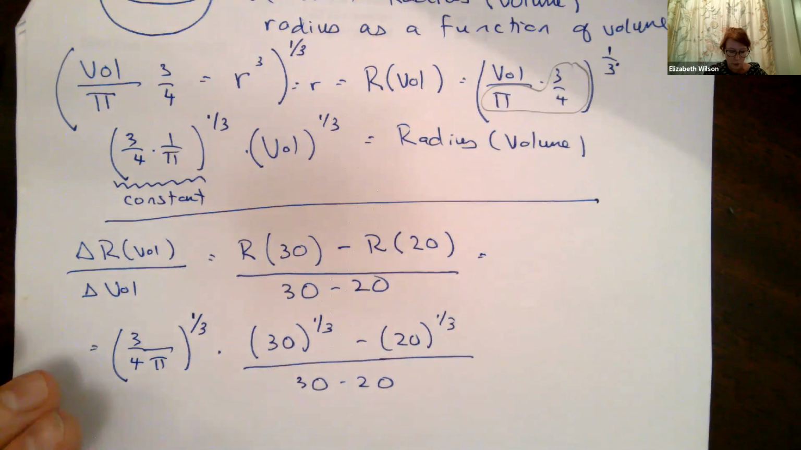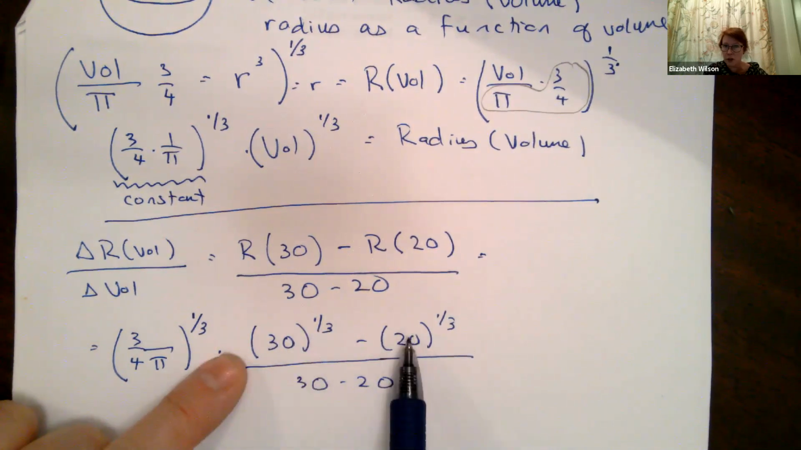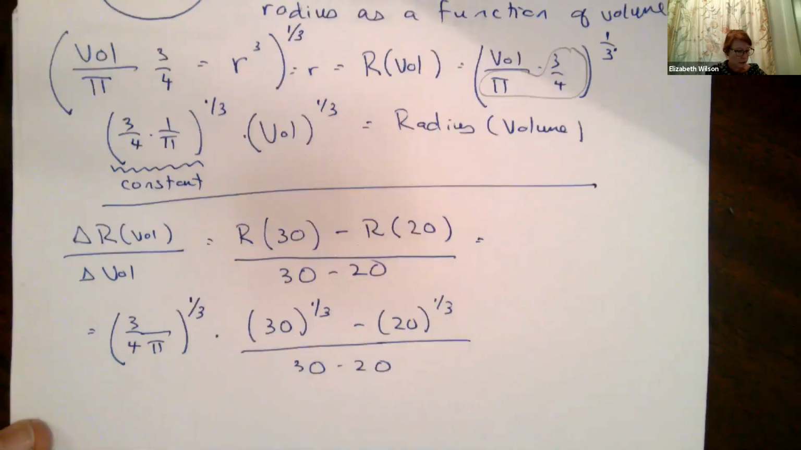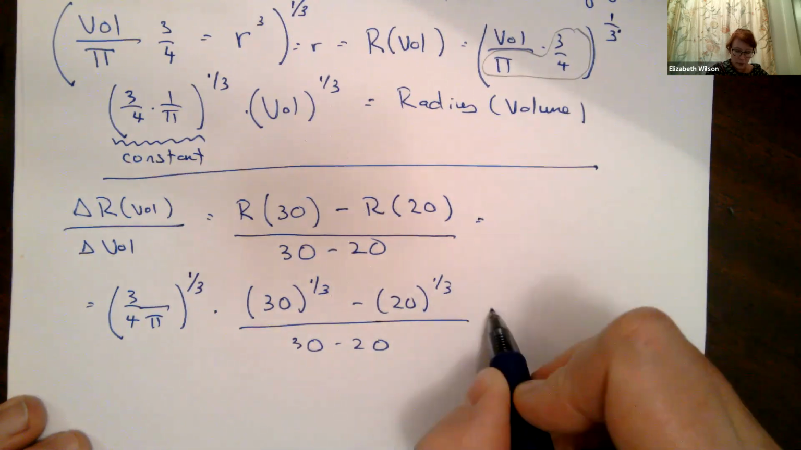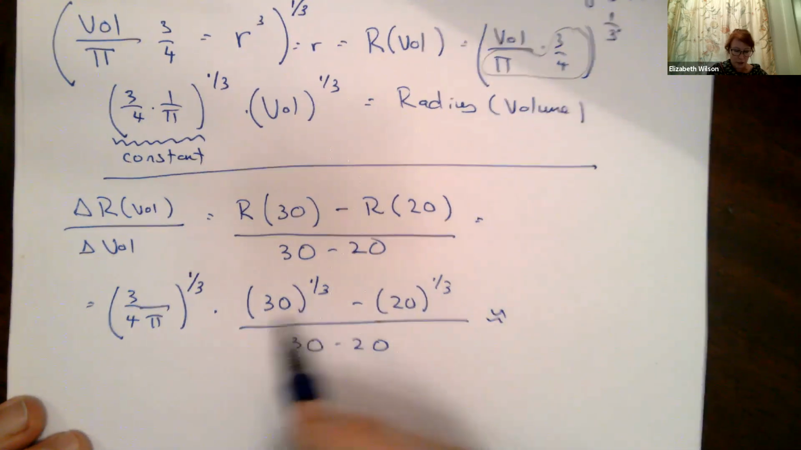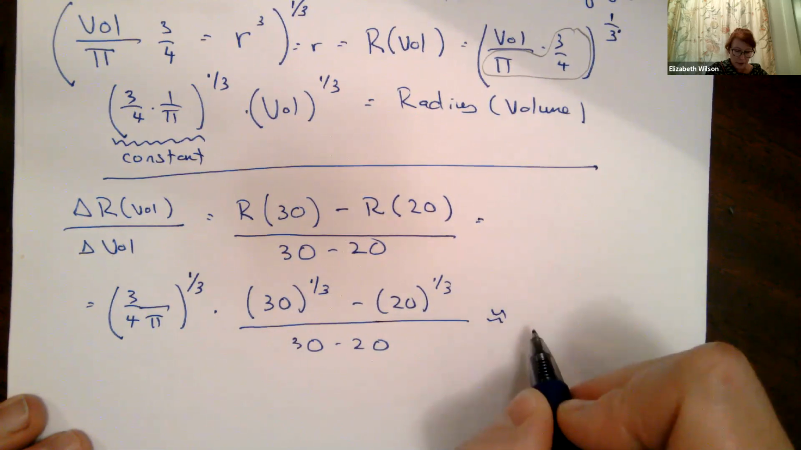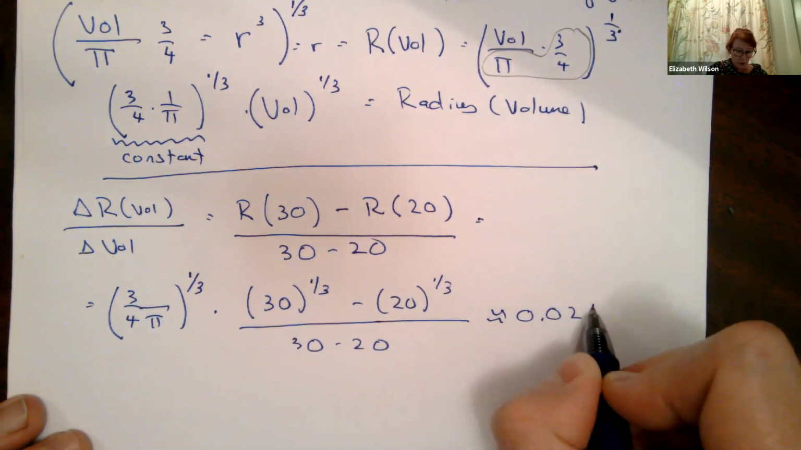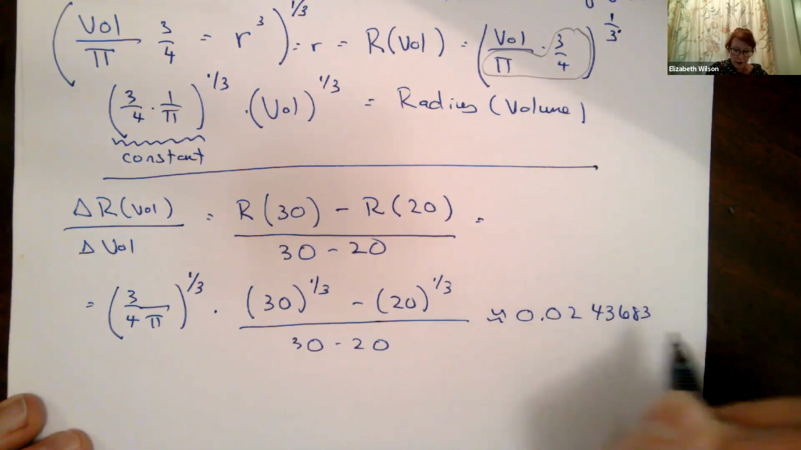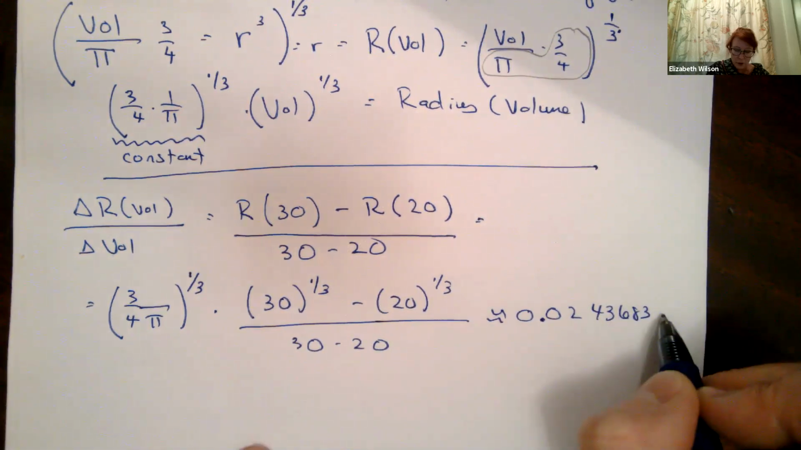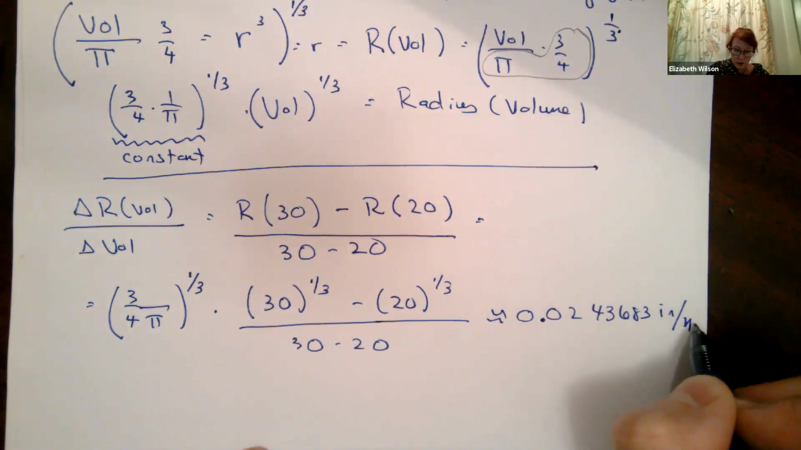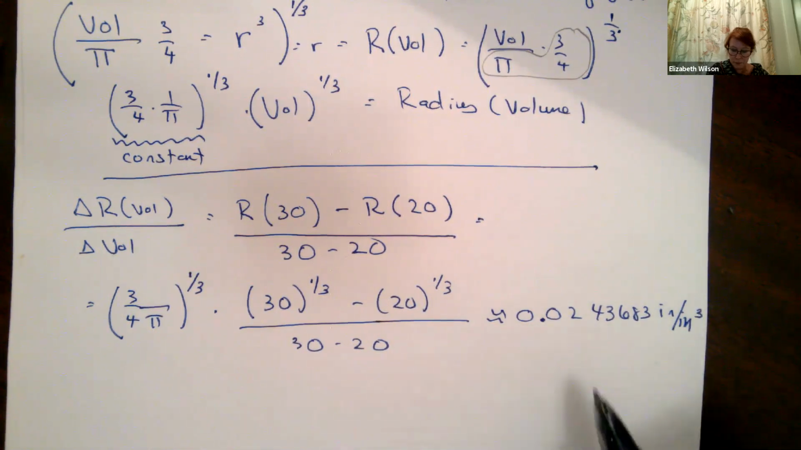All I did was factor out that constant term. You don't have to do that if you don't want to. You can leave it in here. Just make sure you don't forget it when you're actually calculating things out. Once I work through all the math, watching the order of operations on everything, it is 0.02436683. We go far out in our decimal places just to show you. Watch our units: inches per cubic inch.